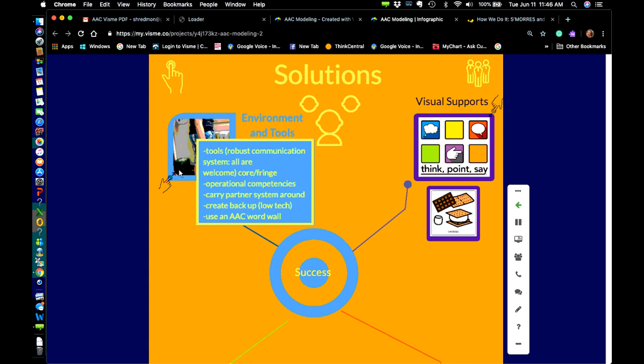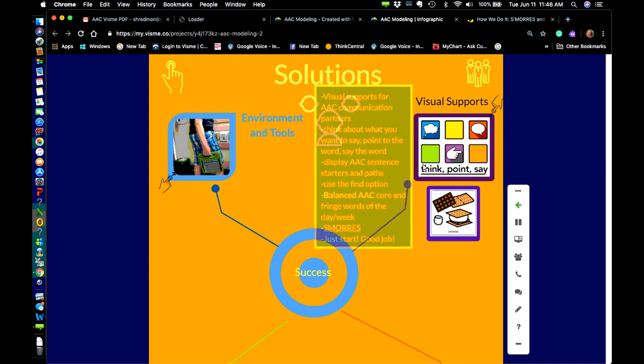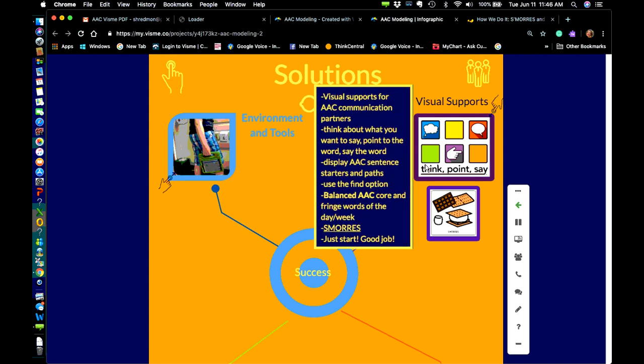So, okay, going on to visual supports. I am a very big proponent of visual supports. AAC visual supports are huge. We don't just need them for individuals and our students and our AAC communicators. We need them for the partners. We need them for the parents. We need them for the teachers. We need them for the administrators in the building.